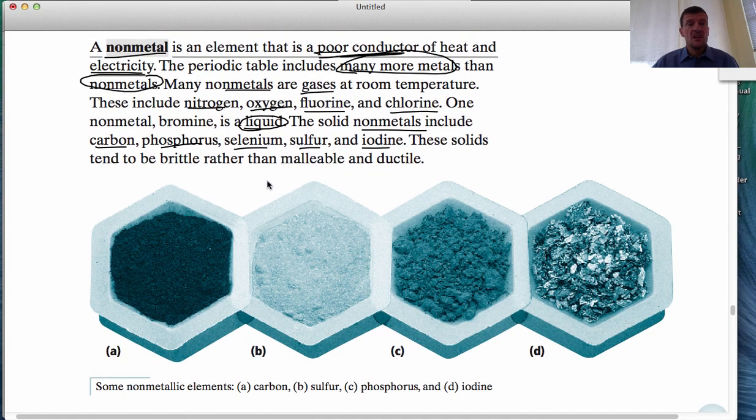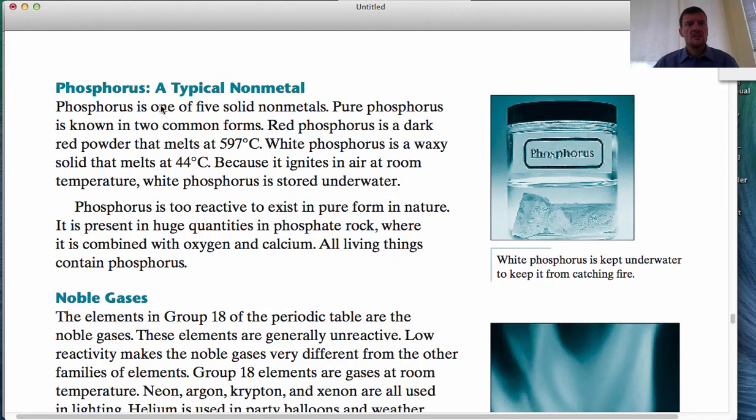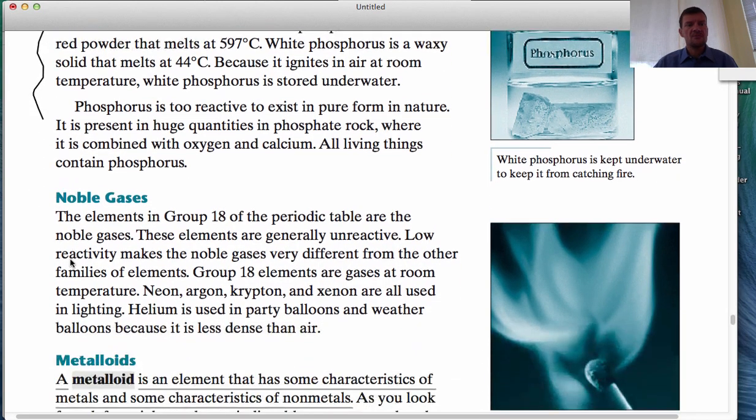Okay. Nonmetals tend to be, at least in their solid form, brittle, meaning they break apart easily when you put pressure on them. Maybe if you hit them with a hammer or something like that, they're brittle, they break apart. And they are not malleable, nor are they ductile. So they are brittle, and we'll talk about why that is. Okay? Here's, again, something you can read about phosphorus.